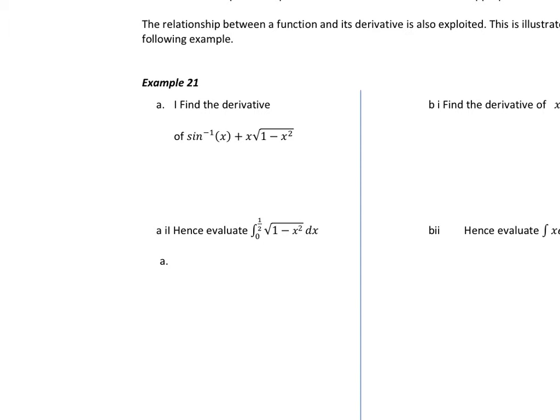So the first thing says, find the derivative of sine inverse of x plus x square root 1 minus x squared. Okay, so what would the derivative equal to? dy dx is equal to the derivative of sine inverse of x. What's that equal to? That's equal to 1 over the square root of 1 minus x squared, isn't it?